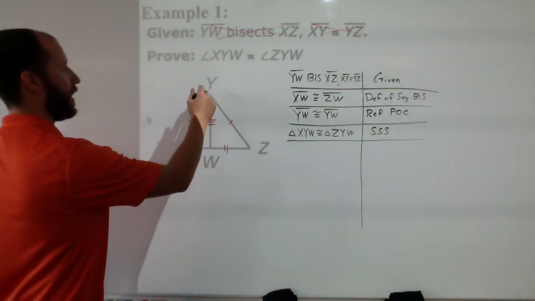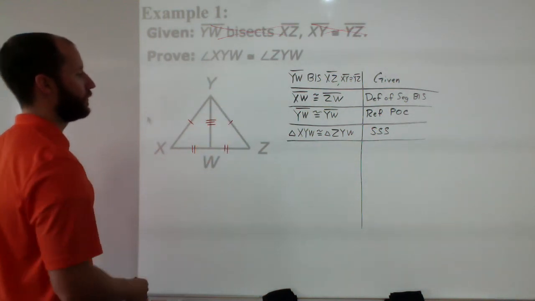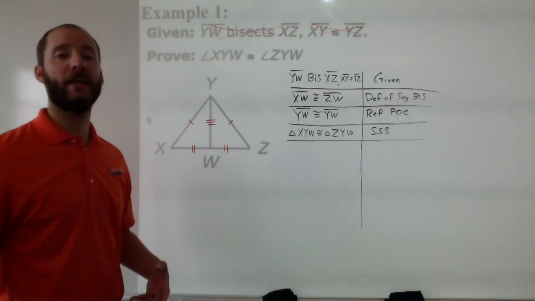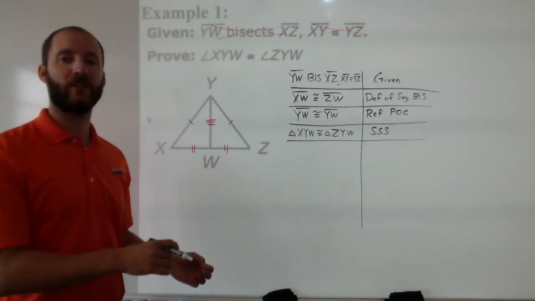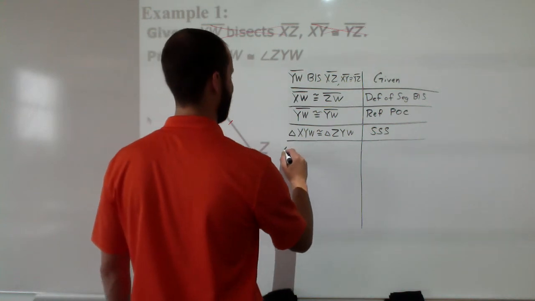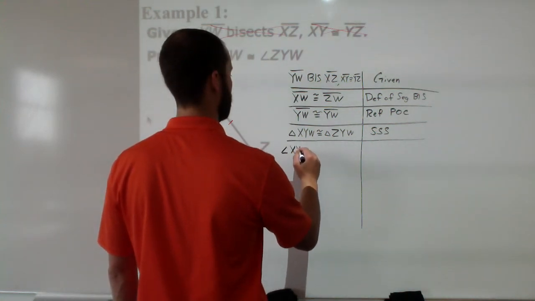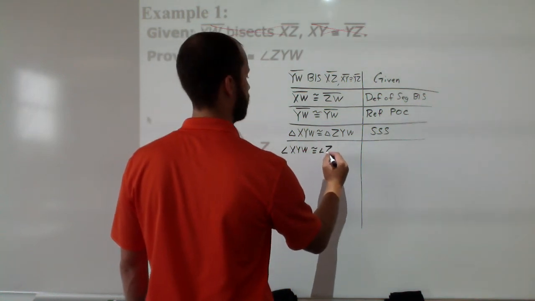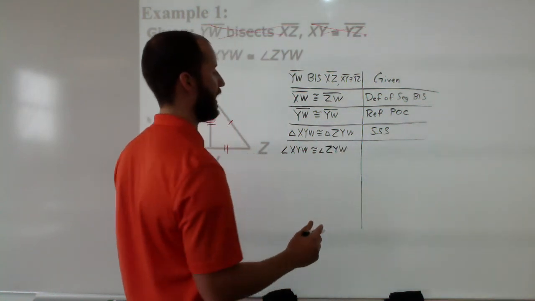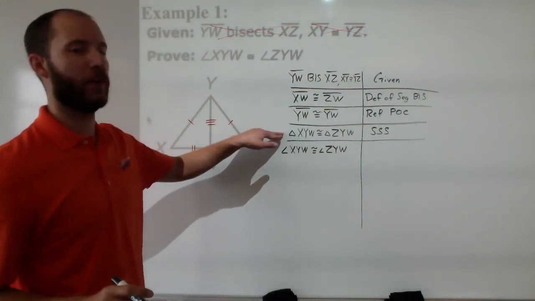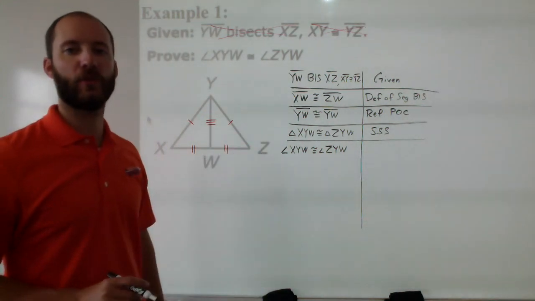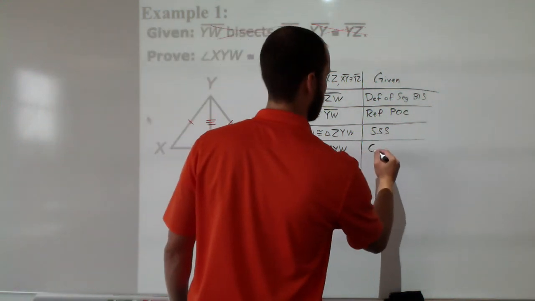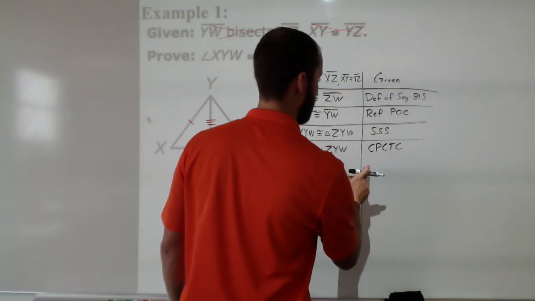Angle XYW and ZYW. Well, we know the triangles are congruent. Congruent means identical in all ways. So the corresponding angles are going to be congruent to each other as well. That's the definition of congruency. Now, we already proved that the triangles are congruent. That means that any corresponding parts of those congruent triangles are congruent to each other. Luckily, you don't have to write all those words out. We have an abbreviation. CPCTC.